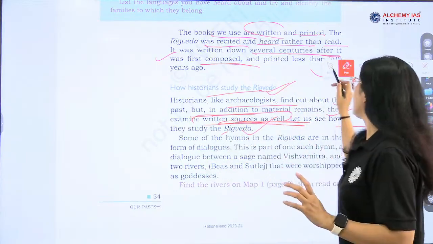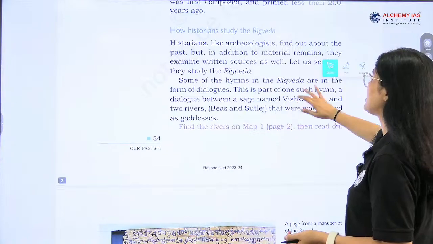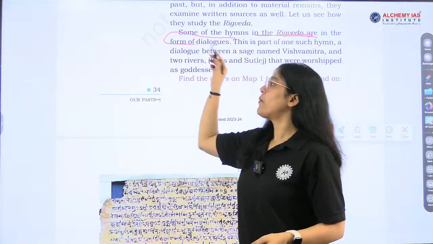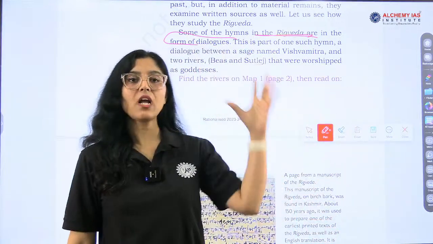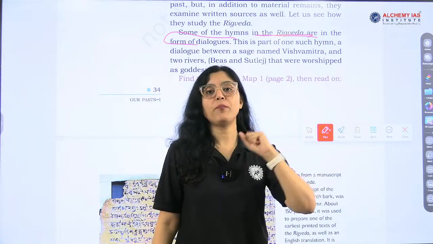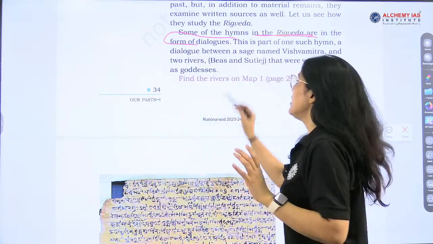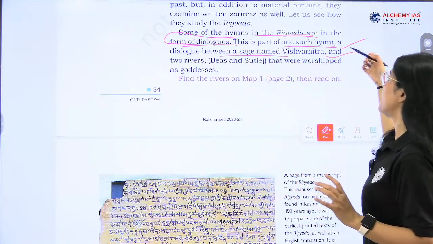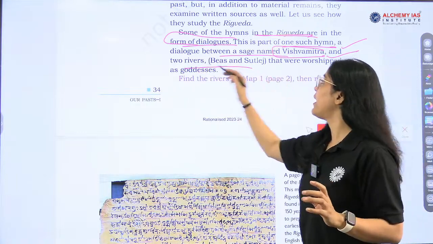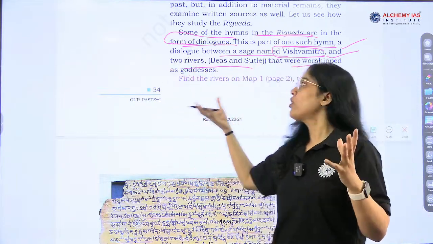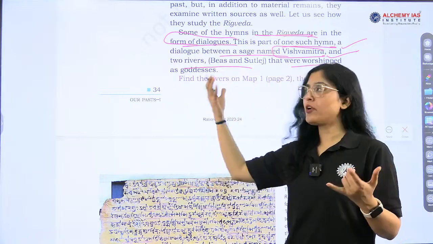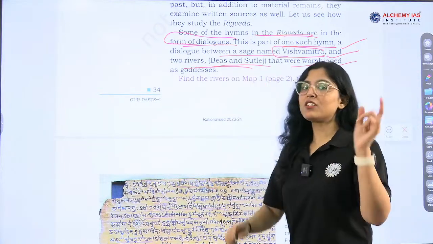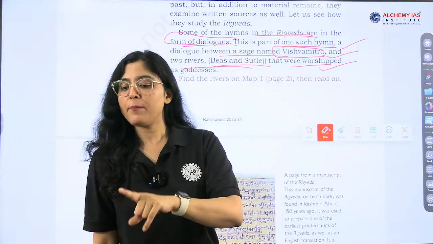And then how they study the Vedas. Some of the hymns in the Rig Veda are in the form of dialogue. Now the structure, how the Vedas are recited and what is the form in the Rig Veda. So they are formed in dialogues. This is part 1 of such a hymn, a dialogue between a sage named Vishwamitra, a very important personality, and 2 rivers. They are Byas and Satluj, right? Byas and Satluj are the tributaries of what river? You guys tell me in the comment section.